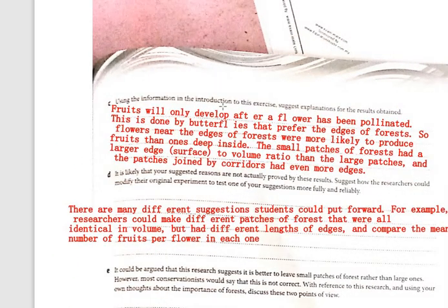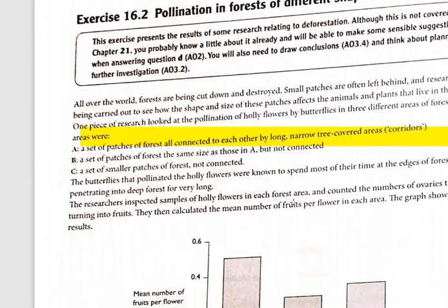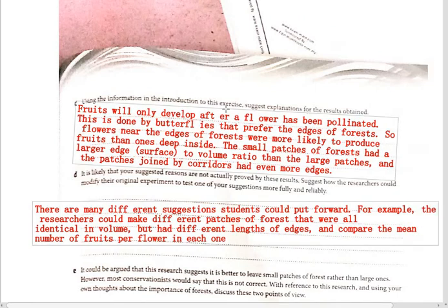Using the information in the introduction to this exercise, give an explanation for the results obtained. Now they're asking you to explain from the bar chart given below. So you can just say fruits will only develop after a flower has been pollinated.